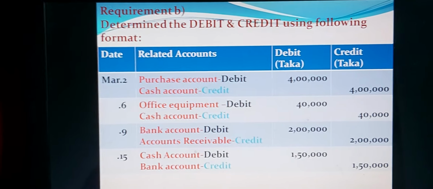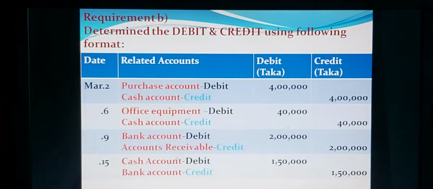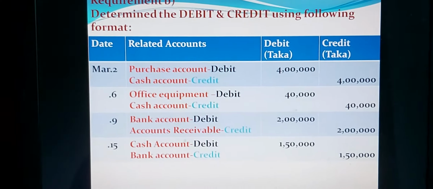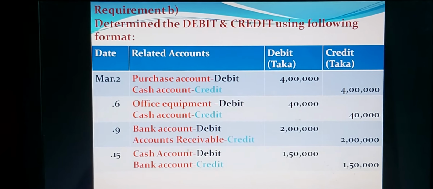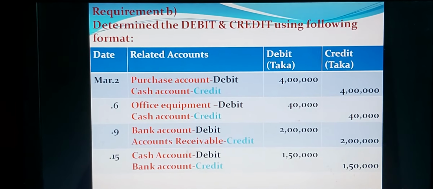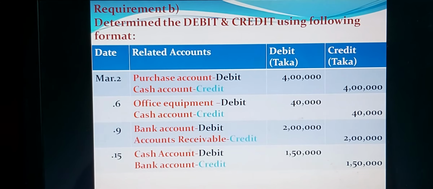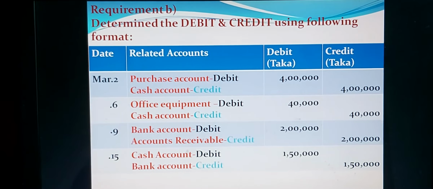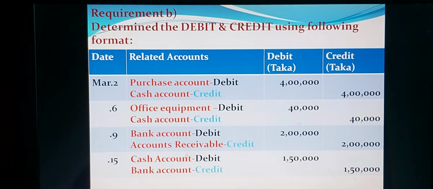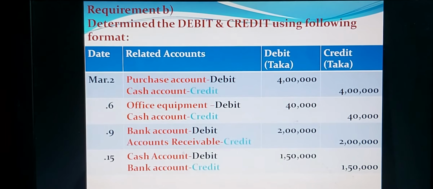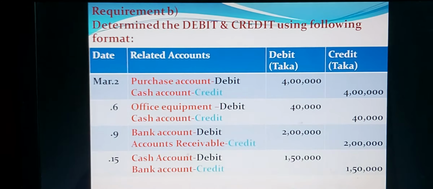Next one, March 9. Check received from earlier dues. It may be a question another way: check received from customer, or check received from debtors, or check received from accounts receivable, or check received from any person or institution. When we have a check receipt, then always bank account is debit because bank balance is increased.